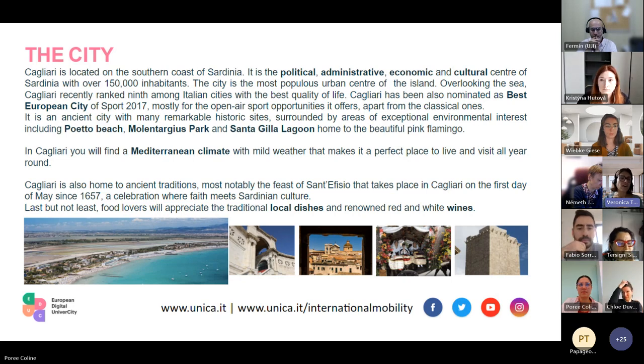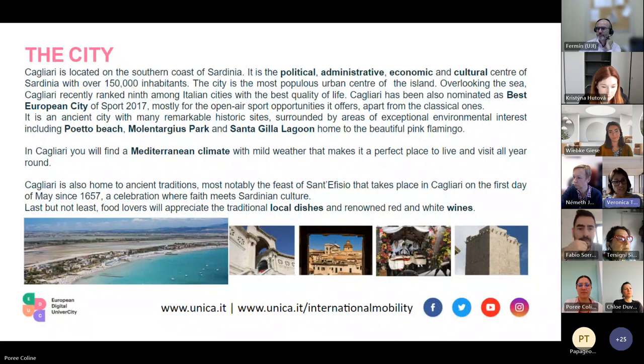Our city offers a mixture of beautiful elements to be interested in coming here, because we have, apart from the sea, which is clearly beautiful, a long history, and you can find archaeological sites scattered also in the center of the city. We have beautiful environmental sites like, as I said, the beach, but also Molentargius Park and Santa Gilla Lagoon, where you can find the pink flamingos. We enjoy a Mediterranean climate, which gives us mild weather nearly all year round.